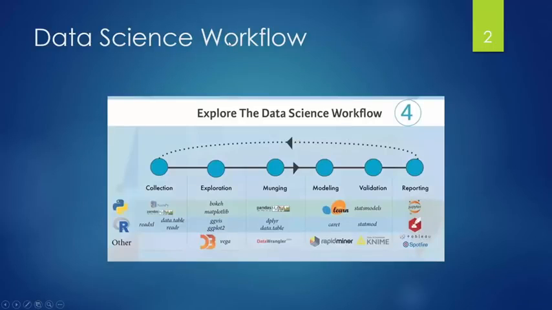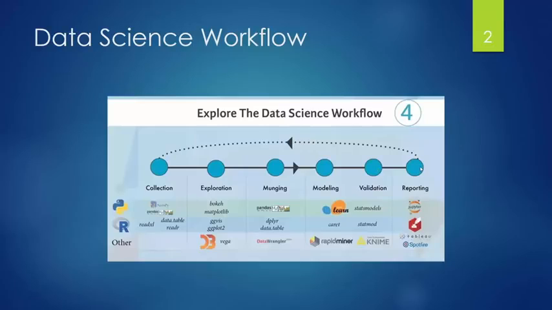Here's an example of a data science workflow. We have, in this example, 6 different components, and this is going to be different depending on what type of environment you're working in, but generally you're going to have the data collection, data exploration, the data wrangling, data munging stage where you have to pull everything together and clean it for modeling. And then the next step would be modeling, validation, and then reporting.